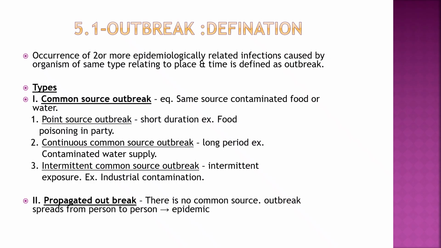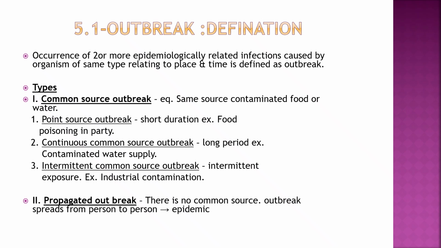There are two main types of outbreak. One is common source outbreak and the second is propagated outbreak. In a common source outbreak, there is a common source, like contaminated food or water. The subtypes are: one, point source outbreak, which is of short duration, for example food poisoning in a party. Second, continuous common source outbreak, which is of long duration, for example contaminated water supply from tap water or from a well. Third, intermittent common source outbreak, which is intermittent exposure, for example industrial contamination.